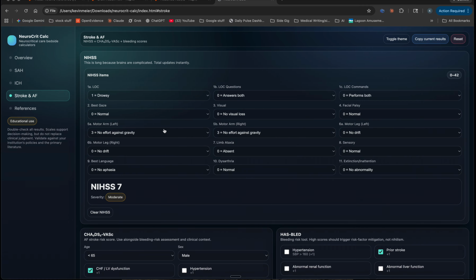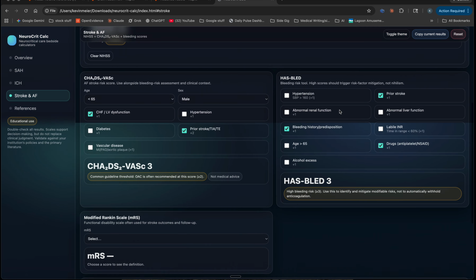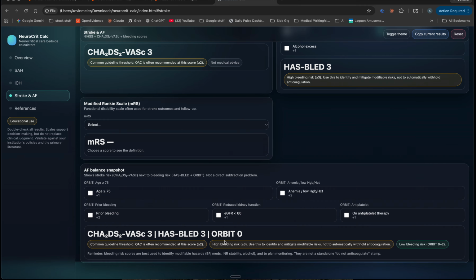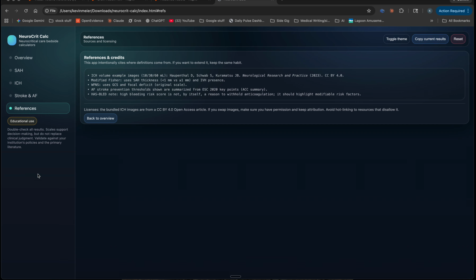For the stroke scale, that's there. That's easy to use. I think the CHA2DS2-VASc and HAS-BLED, they do a good job with that. It includes an ORBIT score, which I'm not too familiar with. It has a reference page, and again, the disclaimers there.